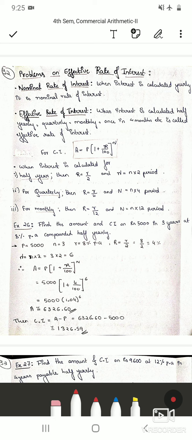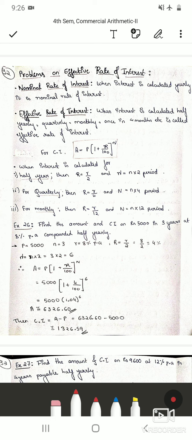So first we will see what is nominal rate of interest. When the interest is calculated yearly, then it is said to be nominal rate of interest. Now we will see what is effective rate of interest. When the interest is calculated half yearly or quarterly or monthly or once in 4 months or once in 6 months, and so on, then that is said to be effective rate of interest.